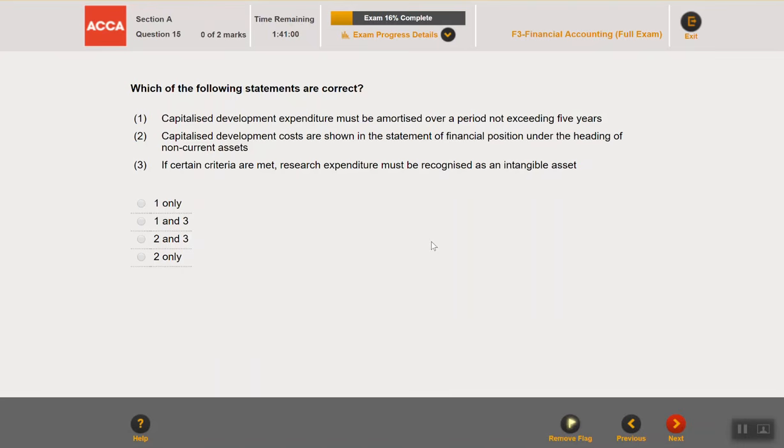Which of the following statements are correct? Capitalized development expenditure must be amortized over a period not exceeding 5 years. Wrong. There is no limit of 5 years. So 1 is wrong. That means option A and B is automatically wrong. Capitalized development costs are shown in statement of financial position under the heading of non-current assets. Yes, intangible non-current assets. So 2 is correct. 3. If certain criteria are met, research expenditure must be recognized as an intangible asset. No, research is never capitalized. So only option 2 is correct.